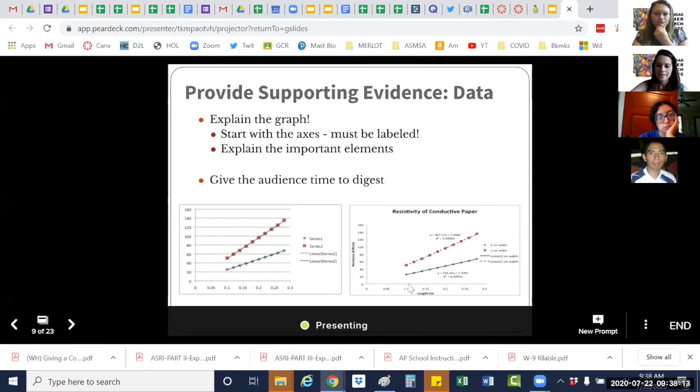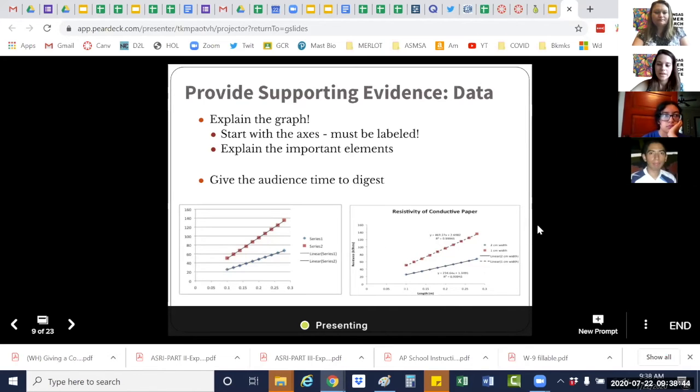Here, we see that the x-axis is actually measuring the length of the conductive paper. And here we're measuring the resistance on the y-axis. I've got my units. So we've got length in meters, resistance in kiloohms. And then my legend is filled out, and I know that this is 2 centimeter wide conductive paper, and this one's 2 centimeter wide conductive paper, and this is 1 centimeter wide conductive paper. So I've got everything labeled.